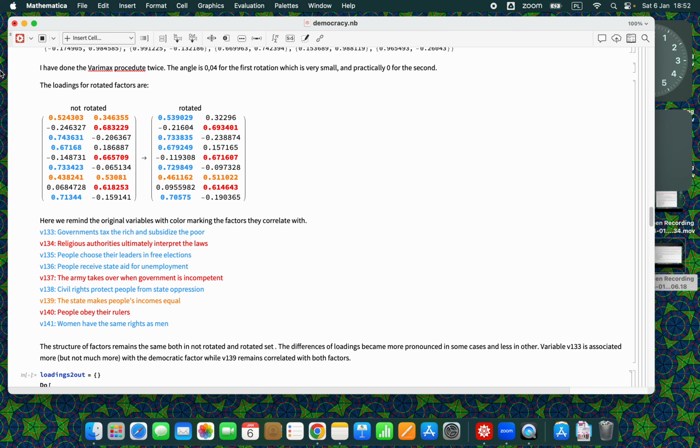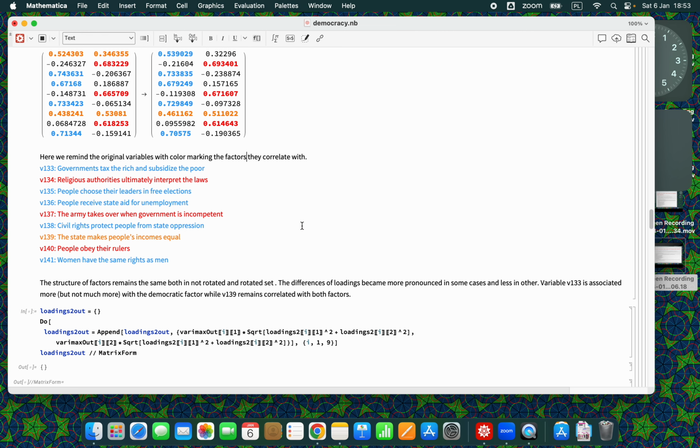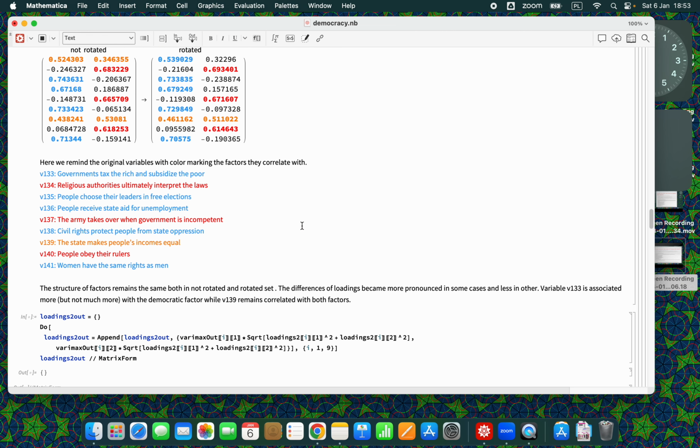So now we look again at our factors, and what we see is that maybe it is a little bit better. These are not rotated, and these are rotated. There is a slightly bigger difference in the first variable. However, the seventh variable is still of ambiguous nature, and I've marked those statements in color for us to now interpret the factors.